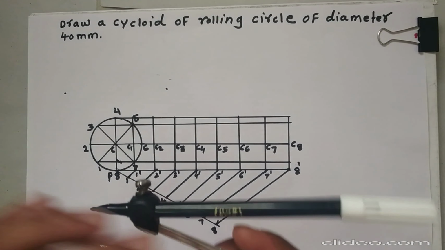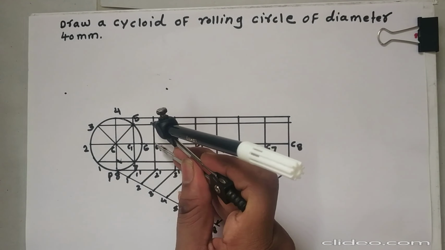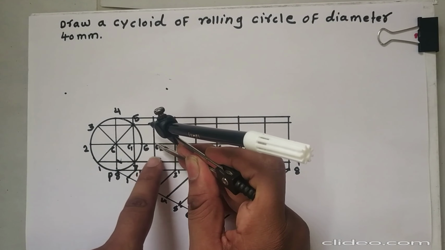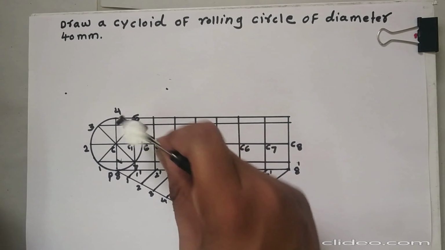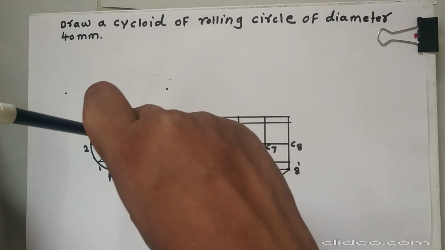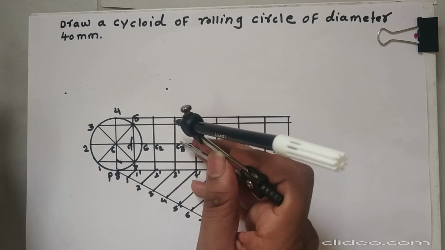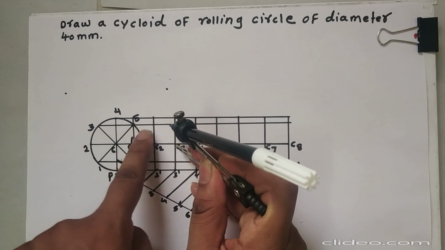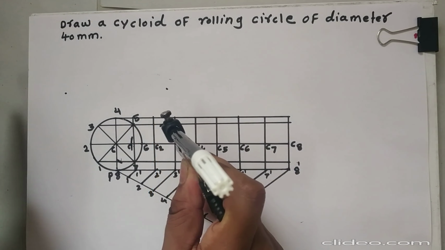Again the same radius, 20 mm. Now C2 as a reference point, cut this 2, 6 horizontal line, because we are using C2. So this is our second point. Next C3 as a reference point. Now consider this 3, 5 horizontal line and cut that line. So that is our C3 point.